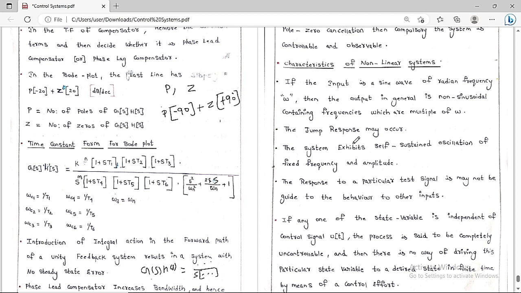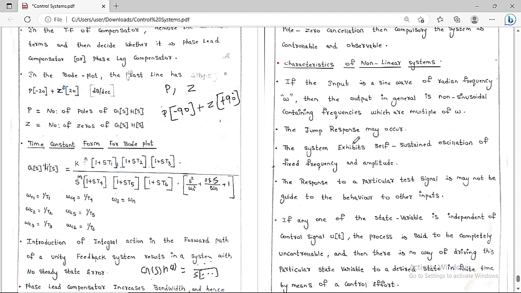The next point is that jump response may occur. Basically, in the case of a non-linear system, the output may have a jump response, a sudden change of output. The next point is that the system exhibits self-sustained oscillations of fixed frequency as well as amplitude.